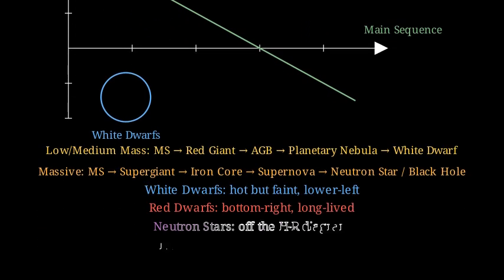Step 8 covers extreme objects. White dwarfs are Earth-sized and supported by electron degeneracy pressure. Red dwarfs are the most common and live for trillions of years. Neutron stars are tiny, ultra-dense, and can appear as pulsars. Black holes have event horizons and emit no light directly.